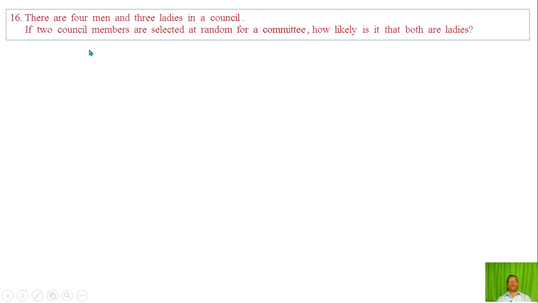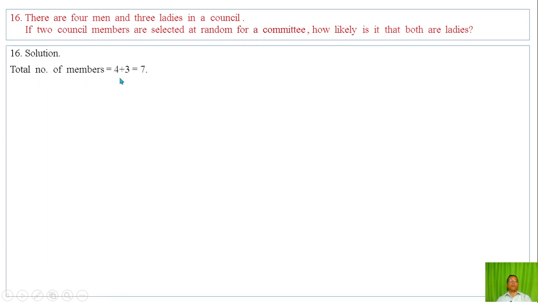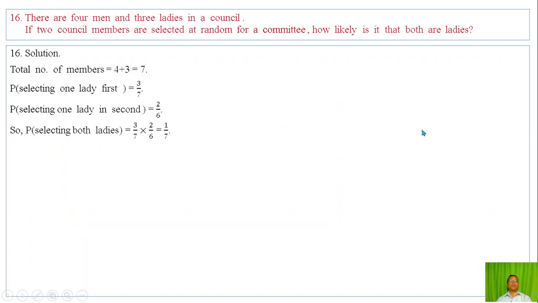Question 16. There are 4 men and 3 ladies in a council. If 2 council members are selected at random for a committee, how likely is it that both are ladies? Total number of members is 4 plus 3, that is 7. Probability of selecting one lady first is 3/7. Probability of selecting one lady second is 2/6. So probability of selecting both ladies is 3/7 into 2/6, that is 1/7.